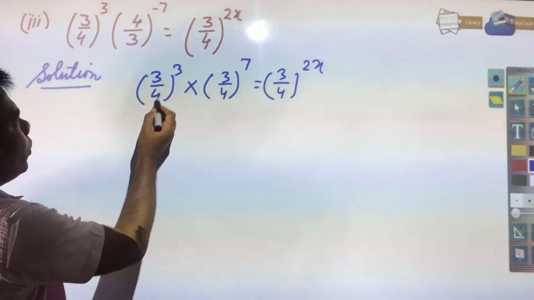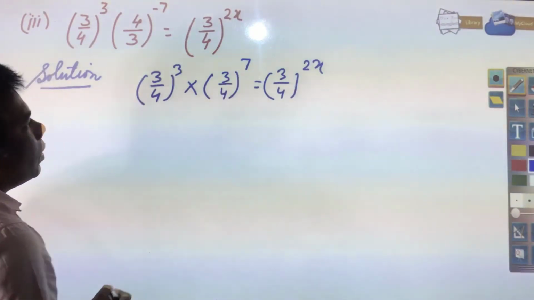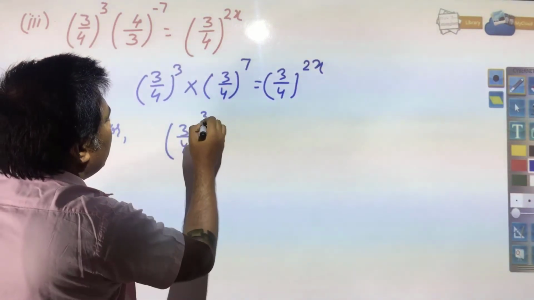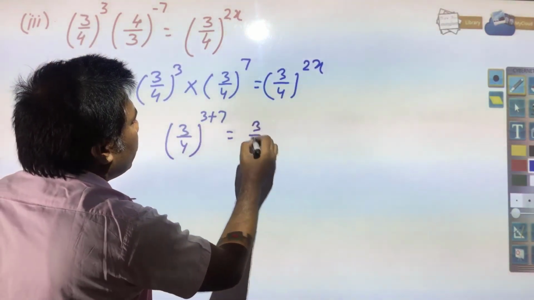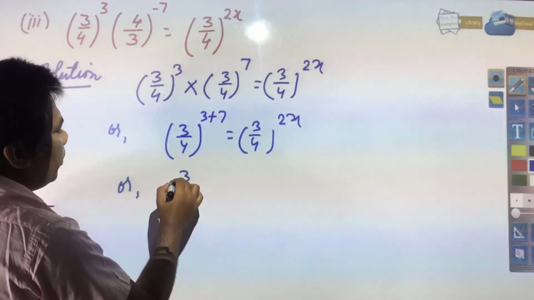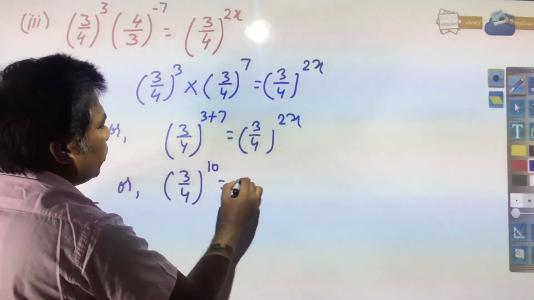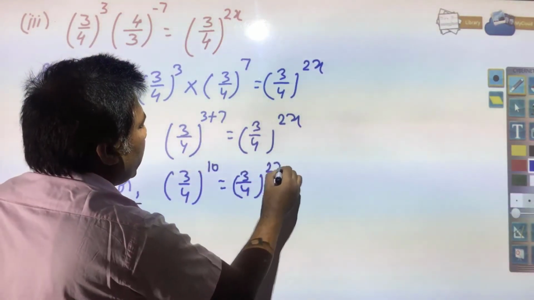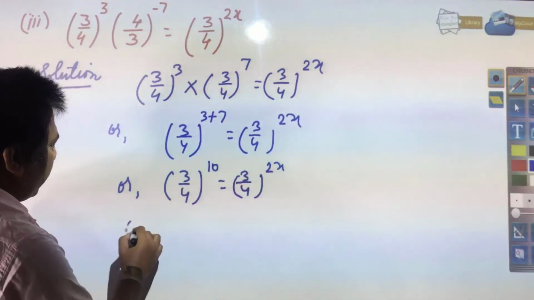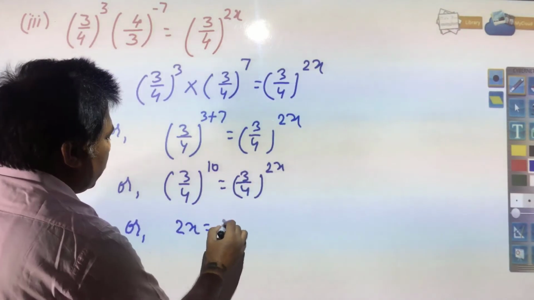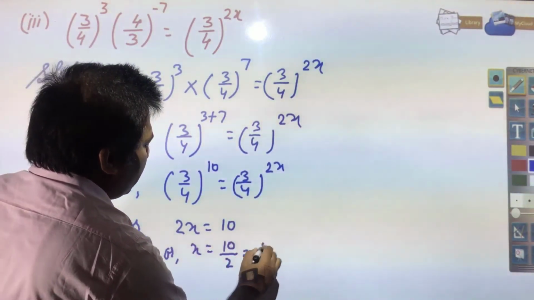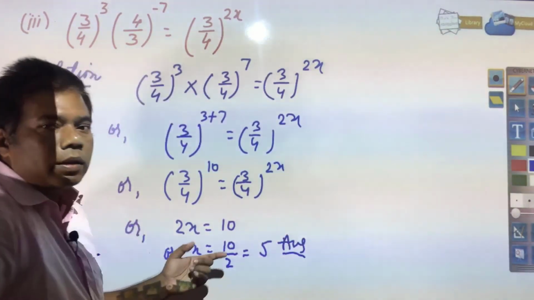Now, you see, a to the power m into a to the power n, in this formula you have. So, it can be written as (3 by 4) to the power 3 plus 7 is equal to (3 by 4) to the power 2x, or this will be (3 by 4) to the power 10 is equal to (3 by 4) to the power 2x. If bases are the same, we can compare exponents and we will get 2x is equal to 10, or x is equal to 10 by 2, it means 5, and this will be your answer.